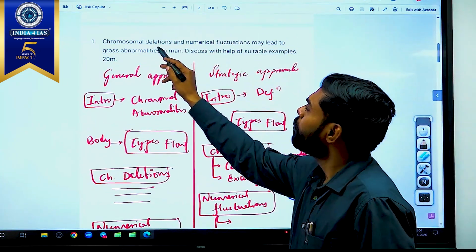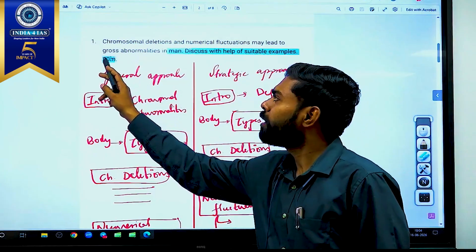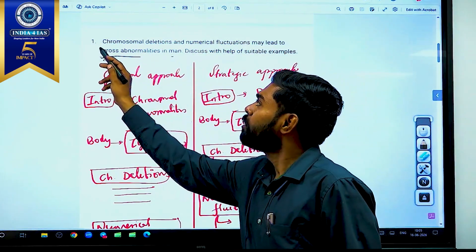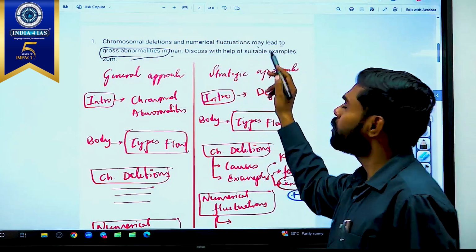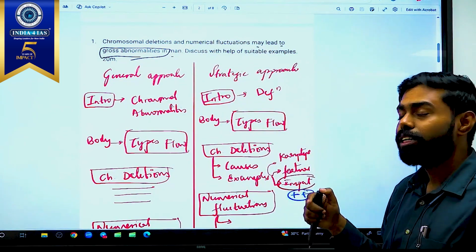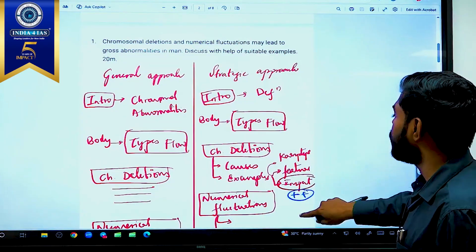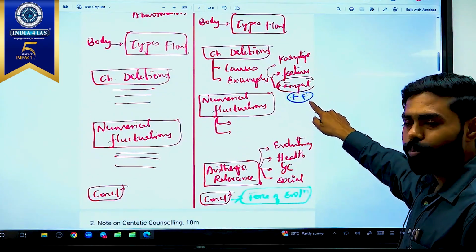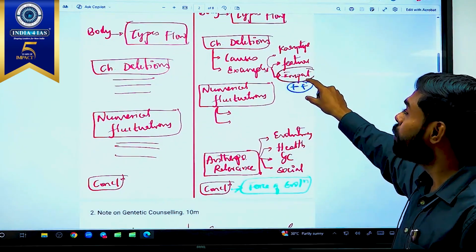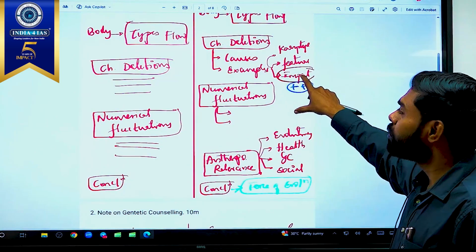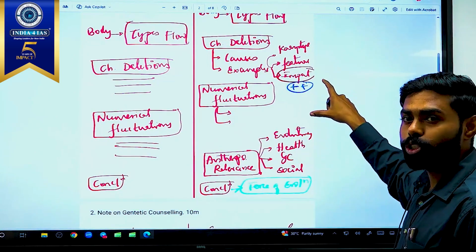See, may lead to gross abnormalities. So this is the main demand, gross abnormalities. So we should emphasize, it's not simply listing out things. Okay, we need to emphasize our answer here. So that is why I have put the plus plus mark here. You need to bring more space and more detailed explanation in this, or more weightage for this portion of the answer.